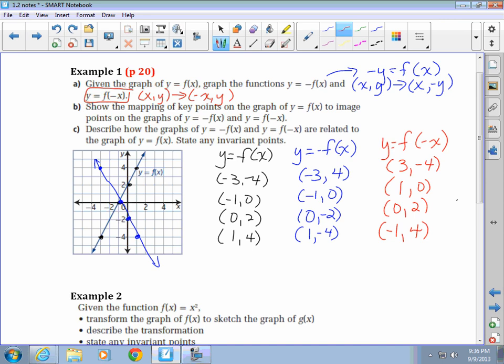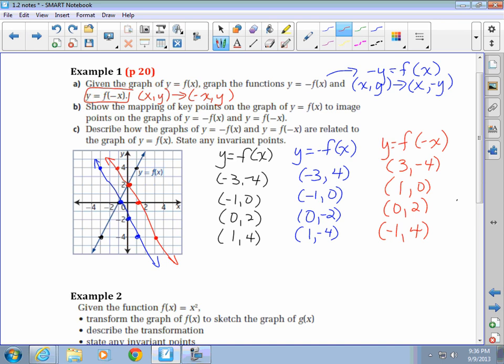So you plot those. 3 and negative 4 puts you down here. 1, 0, 0, 2, and then the last one was negative 1, 4. Use your ruler and join your dots. And there's your other graph.